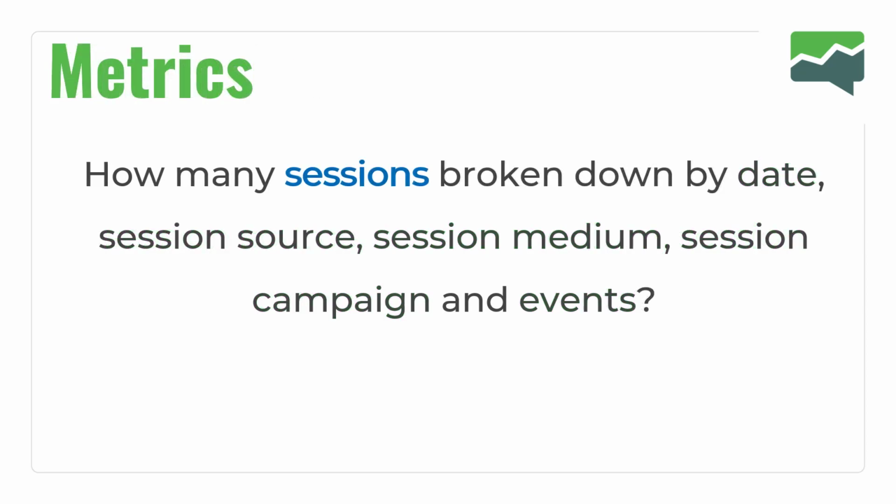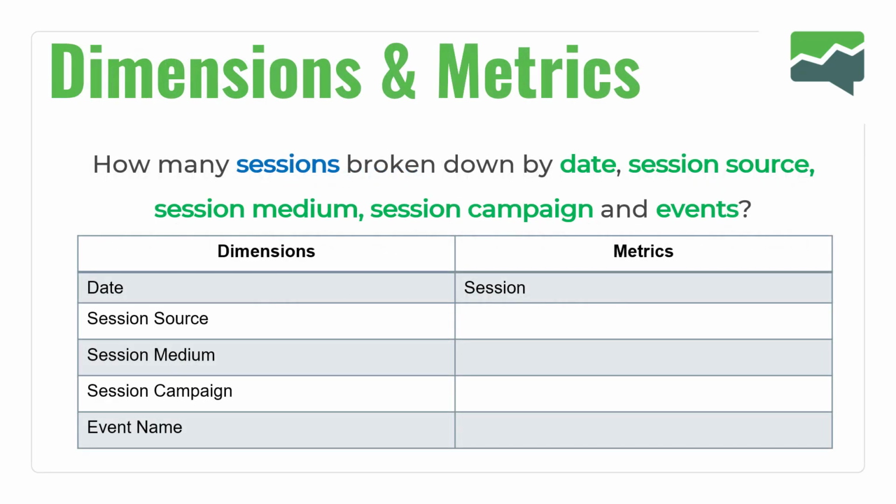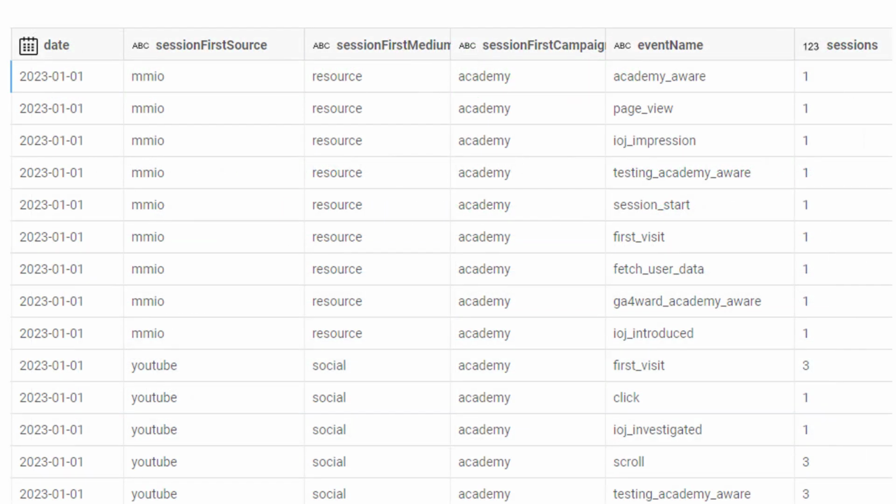Alrighty, so let's look at our metric. The question kind of gives it to you, right? How many sessions? So right there, how many. It's quantitative, right? It's how many sessions. So sessions is your metric. So let's look at that together. Again, 5 dimensions: date, session source, session medium, session campaign, and event name, and your metric is sessions. Now let's look at that table together. Okay, so here's that table.